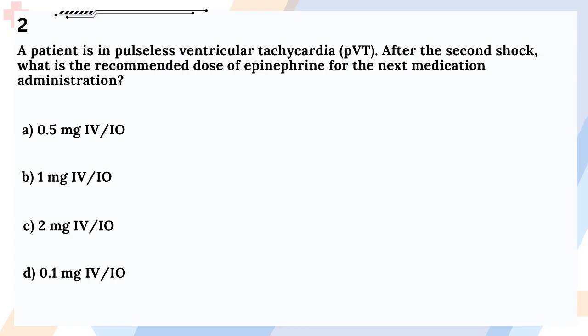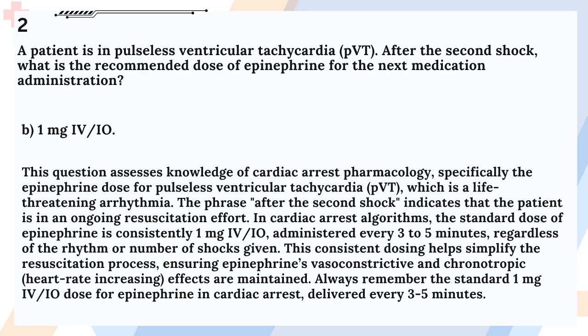Question 2. A patient is in pulseless ventricular tachycardia, pVT. After the second shock, what is the recommended dose of epinephrine for the next medication administration? A. 0.5 mg IV/IO. B. 1 mg IV/IO. C. 2 mg IV/IO. D. 0.1 mg IV/IO. Answer: B. 1 mg IV/IO.